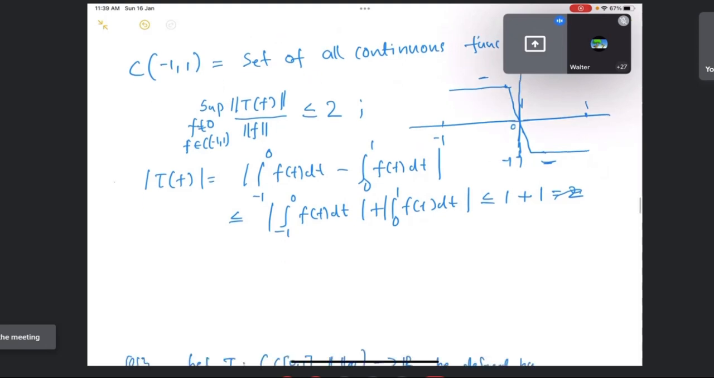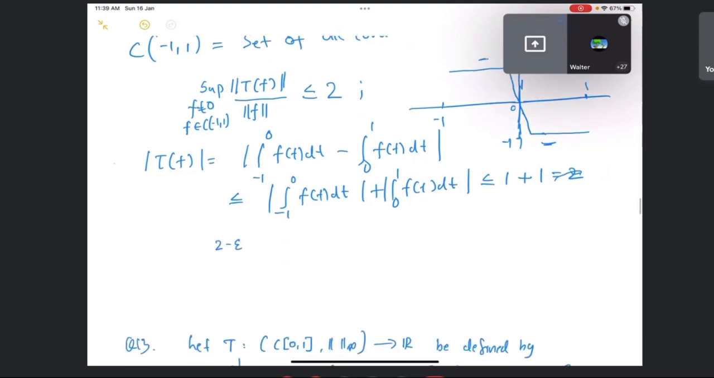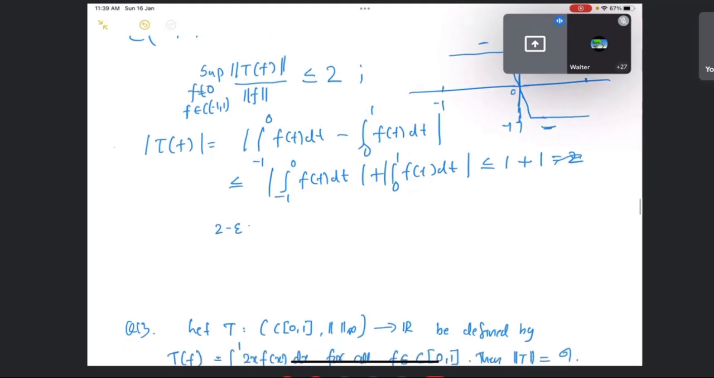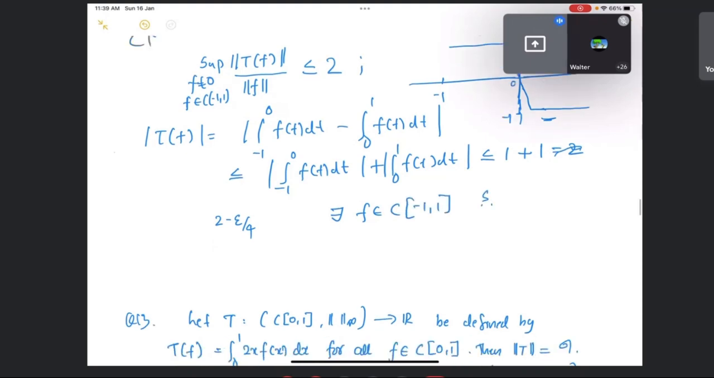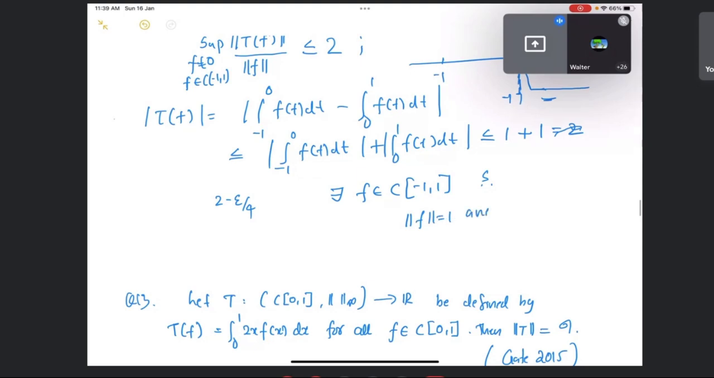So how to show that this is actually the supremum? You take something which is less than 2, that is, you take some 2 minus, say, epsilon by 4 or something. Then you have to show that there exists an f in C of minus 1, 1, such that norm of f equal to 1 and norm of T of f is greater than 2 minus epsilon by 4. So in that case, supremum has to be 2, right? If this works for every epsilon, that's the definition of supremum. So you take something which is less than that upper bound, and if you can show that there exists an f such that norm of Tf is greater than 2 minus epsilon, then the least upper bound is going to be 2. This is what we are going to do.